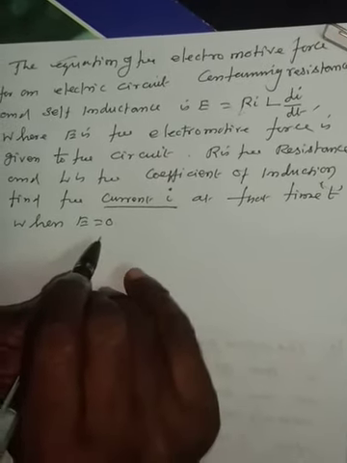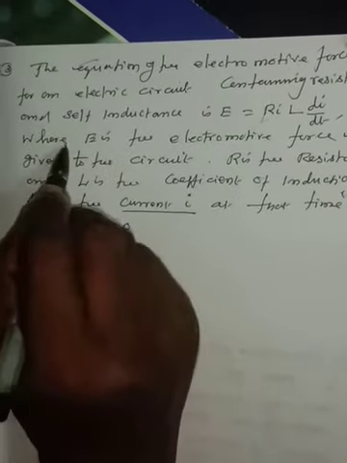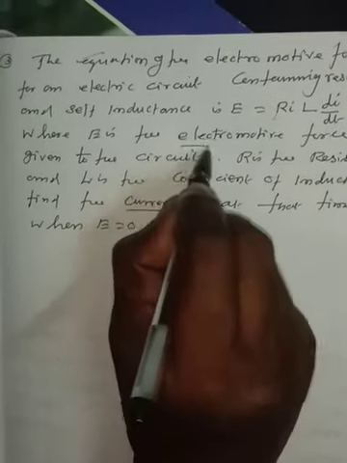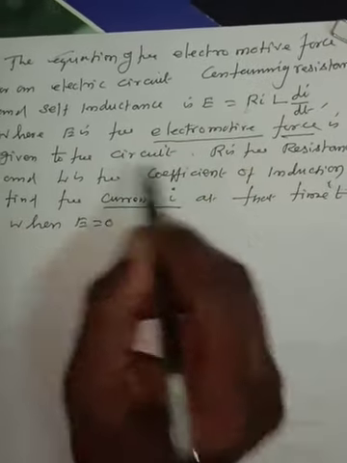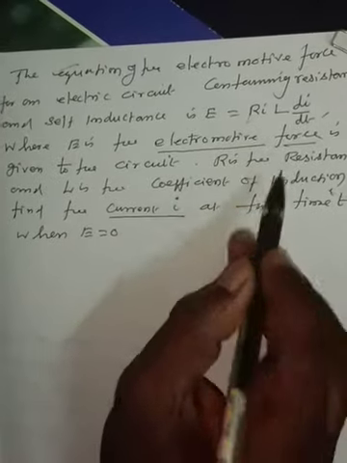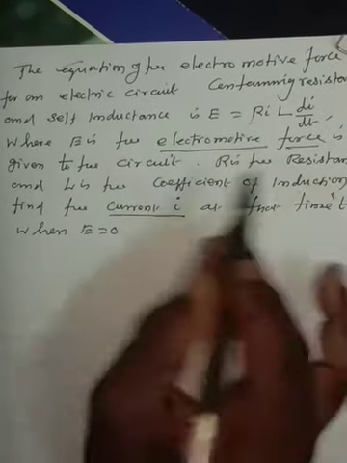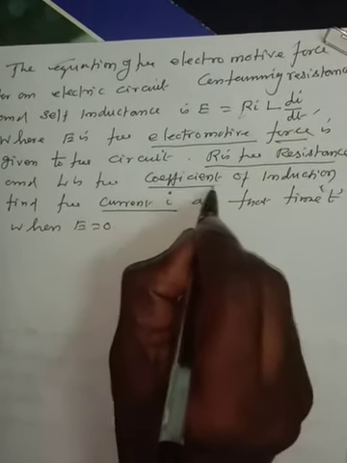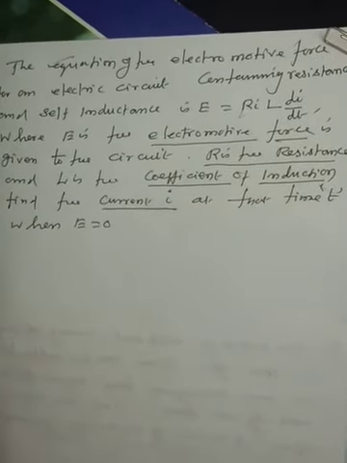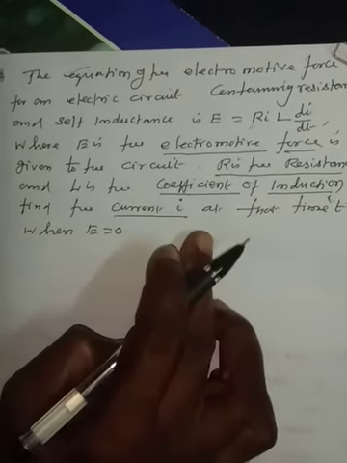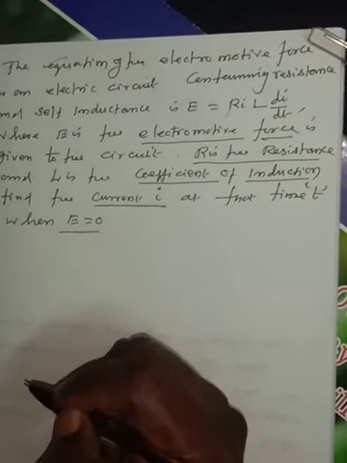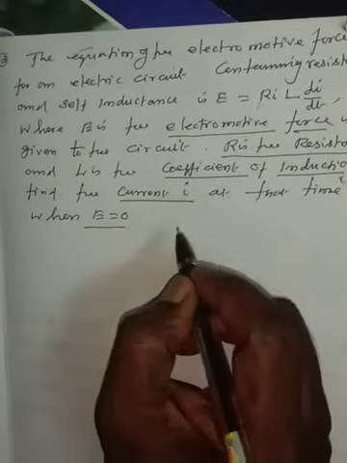When E is equal to 0, the first instruction is E is equal to R I plus L di by dt. E is the electromotive force. R is the resistance. L is the coefficient of induction. Find the current I at that time t when E is equal to 0. Underline the important instruction.